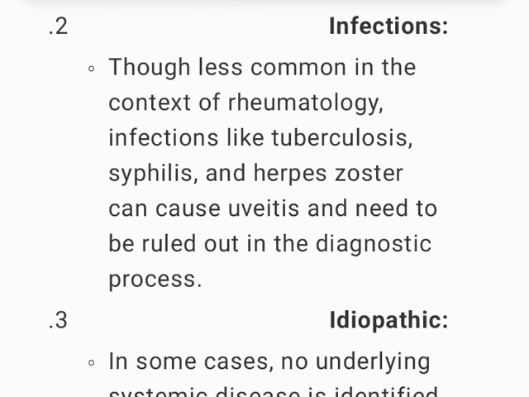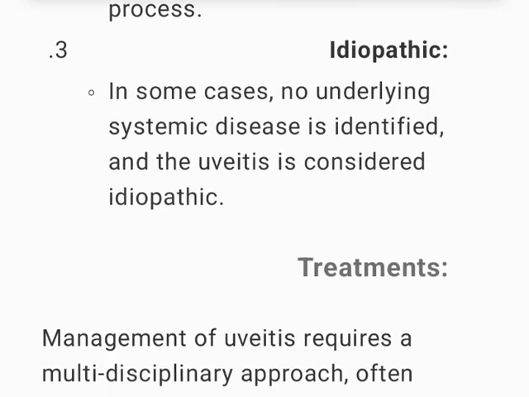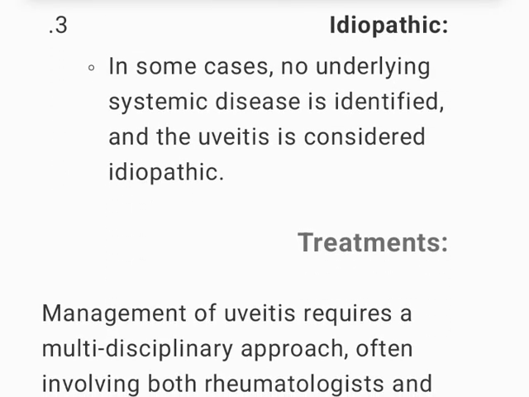2. Infections. Though less common in the context of rheumatology, infections like tuberculosis, syphilis, and herpes zoster can cause uveitis and need to be ruled out in the diagnostic process. 3. Idiopathic. In some cases, no underlying systemic disease is identified, and the uveitis is considered idiopathic.